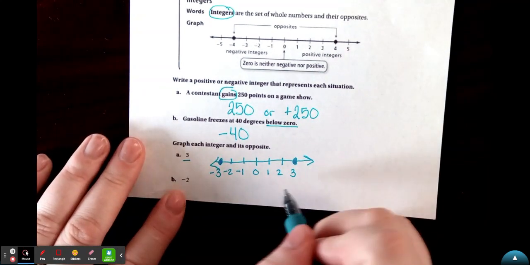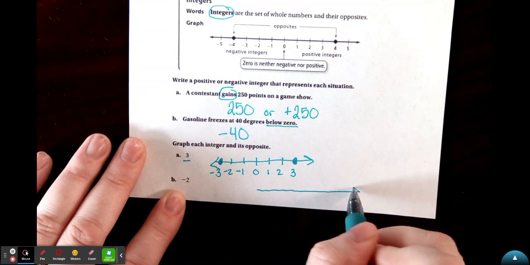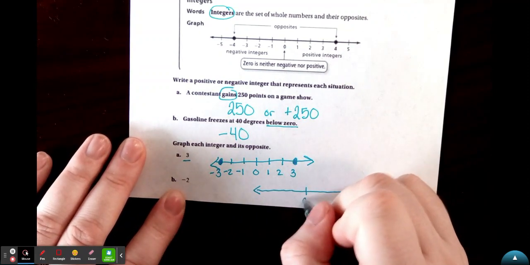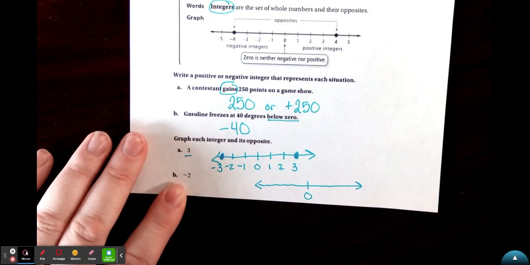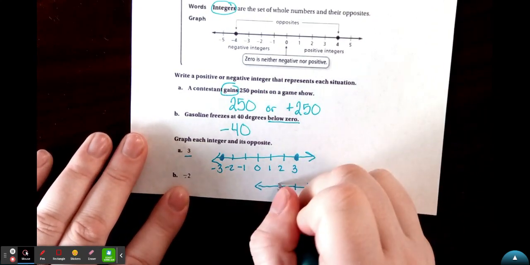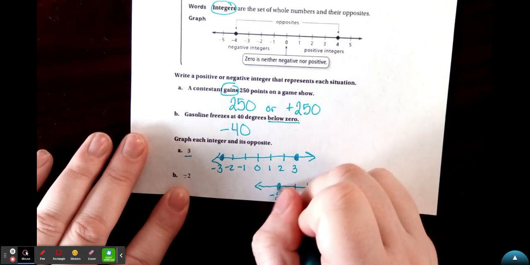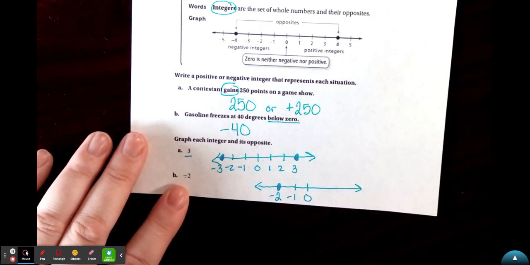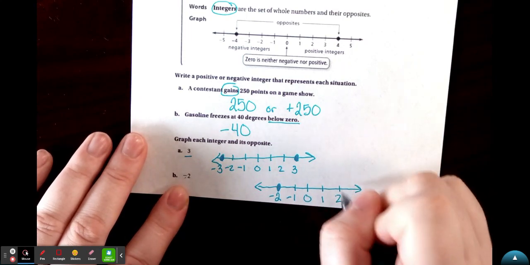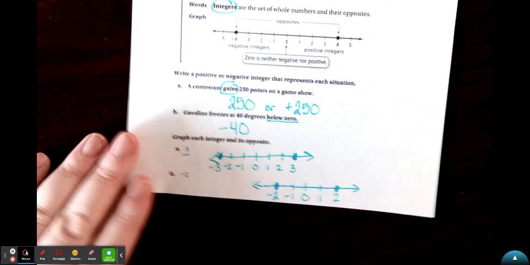All right, last one. We're going to draw a number line. What number goes in the middle? 0. And what number are we graphing? Negative 2. So we're going to go negative 1, negative 2, and put a dot. What's the opposite of negative 2? Positive 2. So we're going to go up 1, up 2, and put a dot.